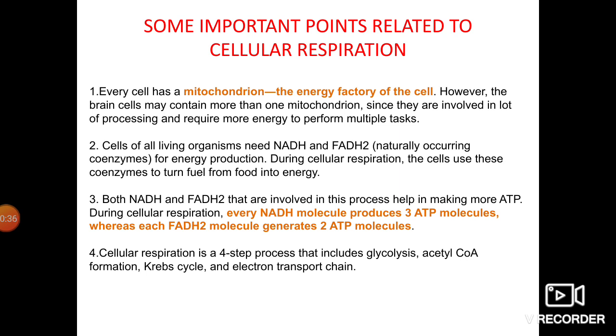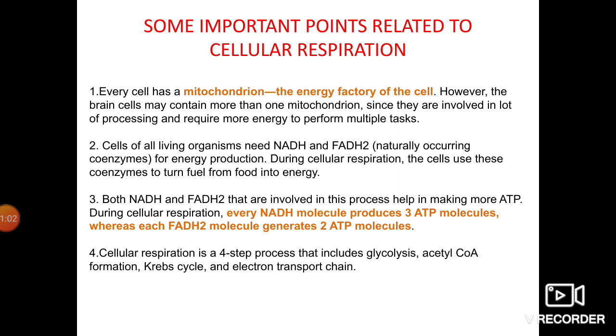Now secondly, we have already done NADH2 and FADH2. NADH2 is what? Nicotinamide adenine dinucleotide, and FADH2 is flavin adenine dinucleotide. NADH2 and FADH2 are electron carrier molecules, and 1 molecule of NADH is equal to 3 molecules of ATP, and 1 molecule of FADH2 is equal to 2 molecules of ATP.